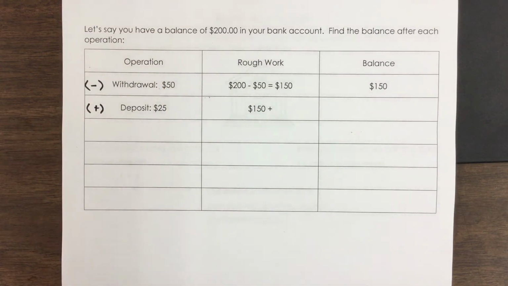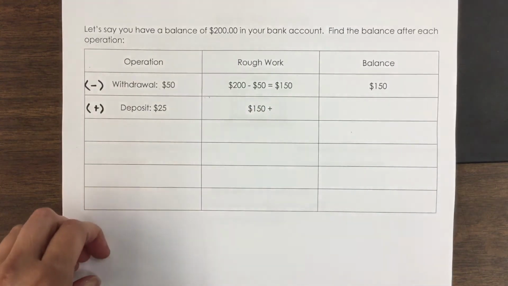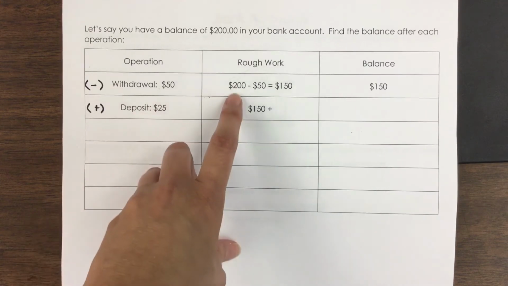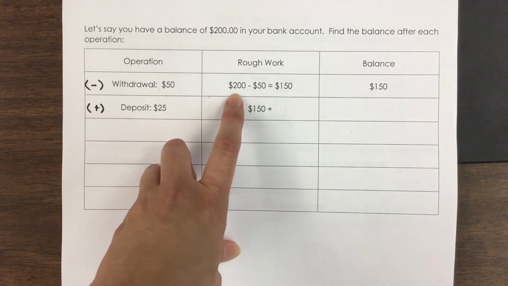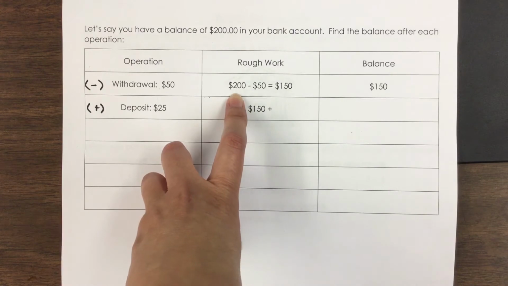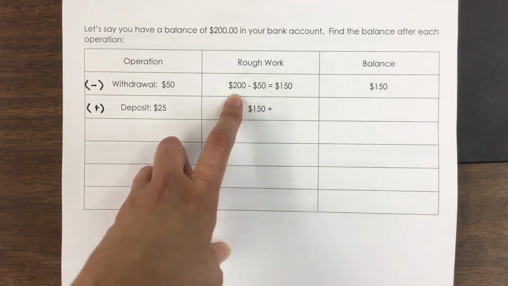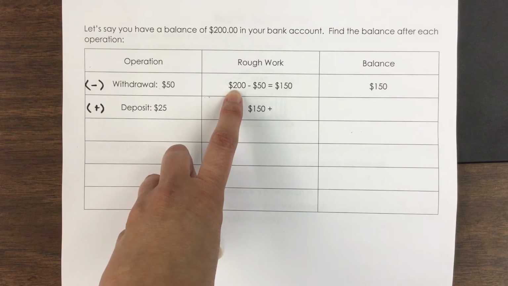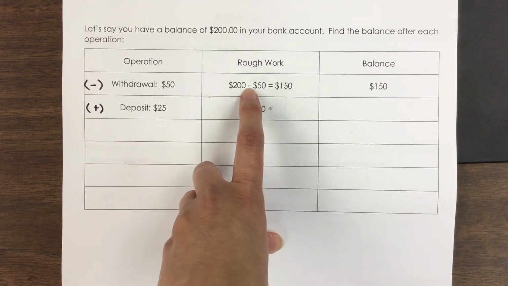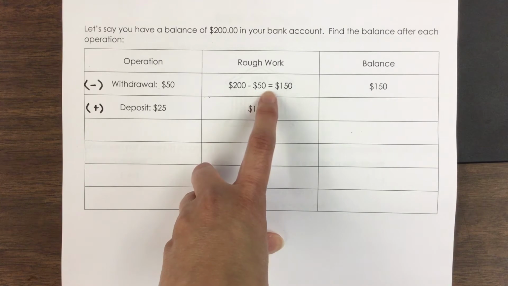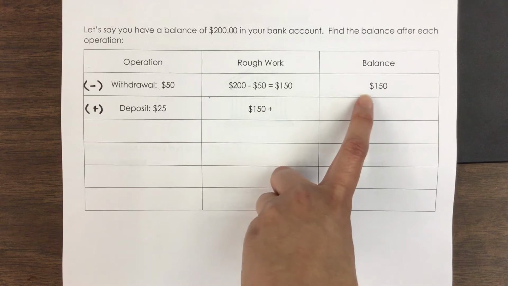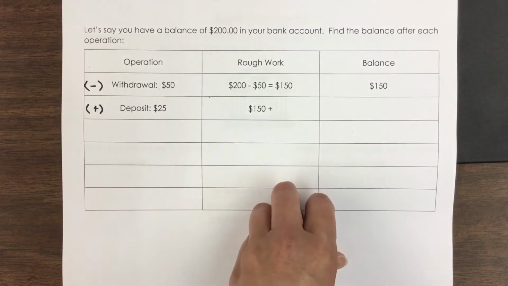That's the operation. All right, so if you start with $200 in your bank account and you make a withdrawal of $50, when it says rough work, it just wants you to show the addition or subtraction that you're going to have to do with each withdrawal or deposit. So our original balance was $200. So our starting point is $200. We're withdrawing $50, so we subtract $50. What are we left with? What's that equal? We have $150 now. And so my balance is now $150.